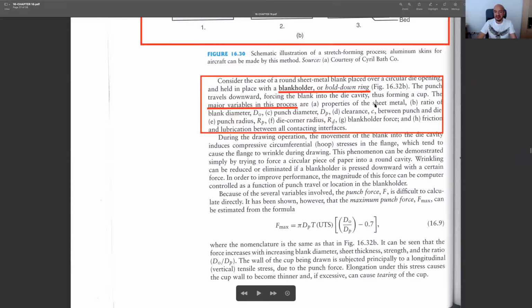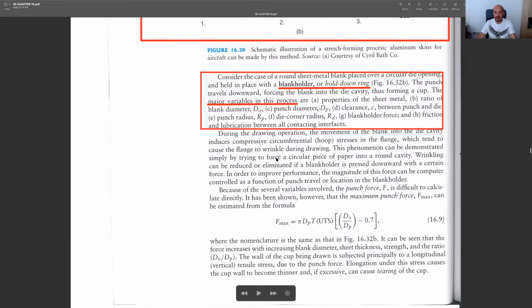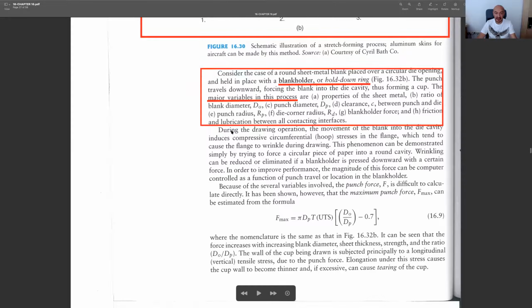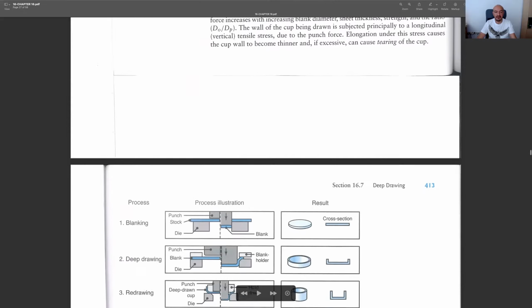The mechanical properties of the sheet metal, the ratio of the blank diameter to the punch diameter, the clearance, the force we are applying, the friction obviously between different walls, and the lubrication, whether you are applying it or not. And we know that if the die and the punch are properly lubricated, we can use them for a longer time.